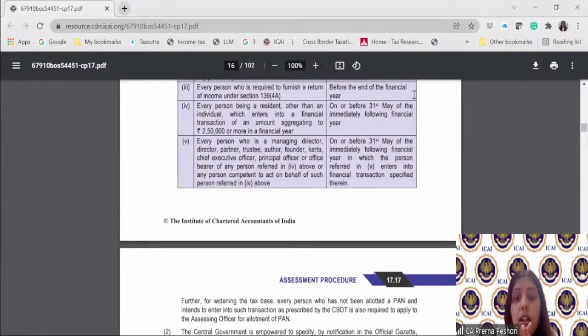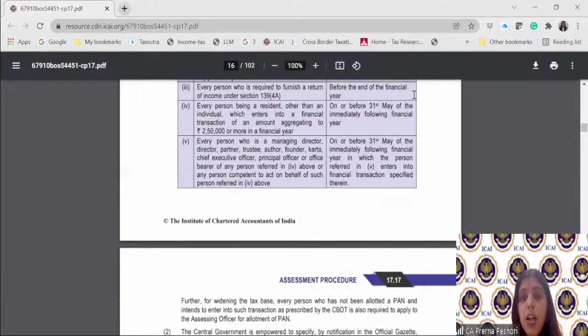That the person will be deemed to have not furnished, intimated, or quoted the PAN in accordance with the Act. So where he might have quoted his PAN, it will be deemed that he has not quoted, because the PAN has become inoperative because of not linking it with the Aadhaar. So he will be liable for the penalty of 10,000 just because he has not linked his Aadhaar with the PAN. And when he intimates his Aadhaar, then only the PAN will become operative.